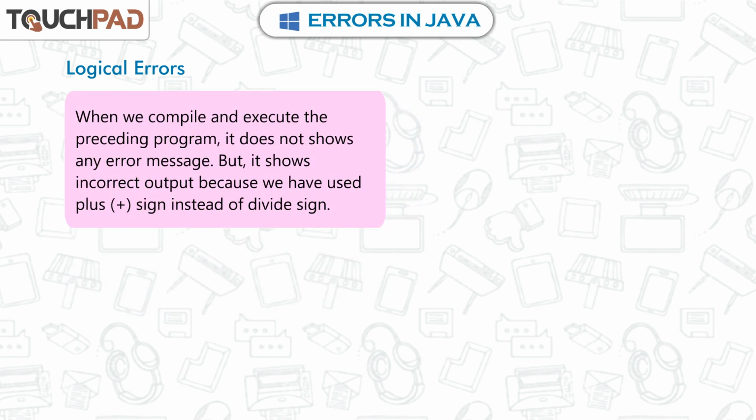When we compile and execute the preceding program, it does not show any error message, but it shows incorrect output because we have used the plus sign instead of the divide sign.